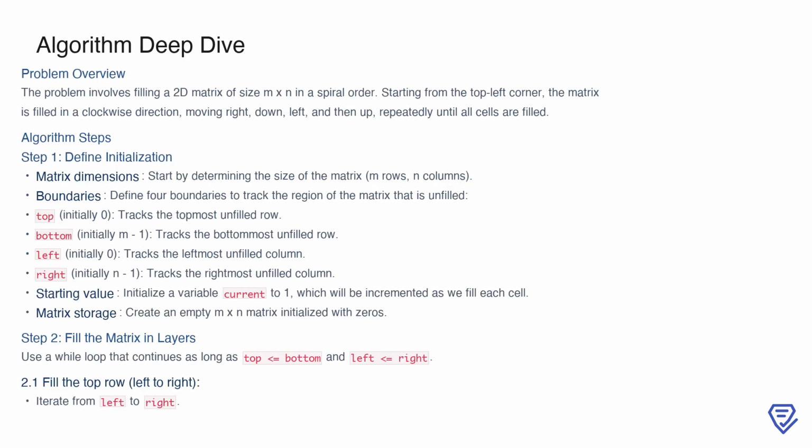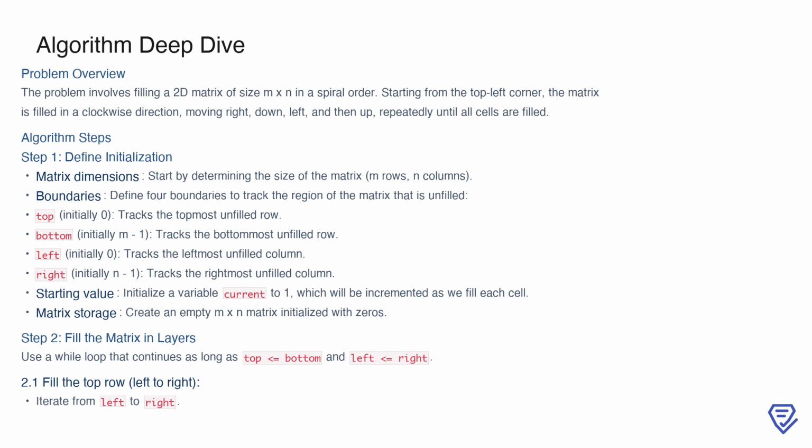The goal of this problem is to fill an m×n matrix in a spiral order, starting from the top left corner and progressing clockwise. This means we'll move right across the top, then down the right side, then left across the bottom, and finally up the left side, repeating this process layer by layer until the entire matrix is filled. To achieve this, we begin with a few important initializations.